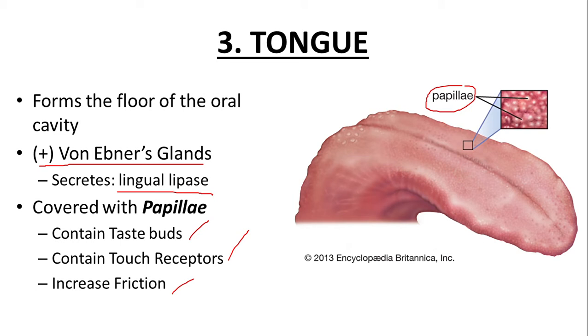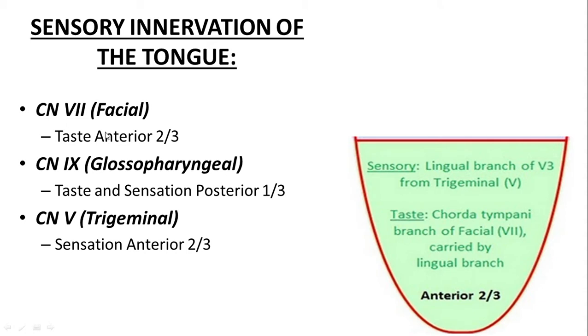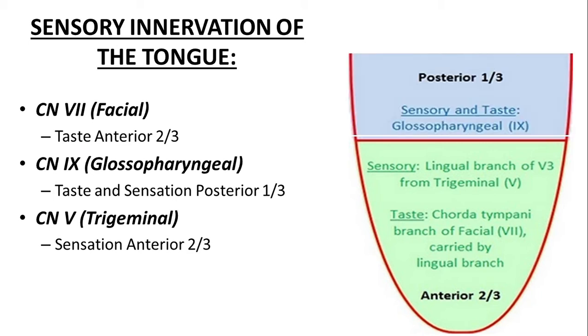So amo ni si tongue, it is skeletal muscle all over, covered with mucous membrane. For the innervation of the tongue, especially for sensory innervation, you have your cranial nerve number 7, or your facial nerve, which is responsible for the taste of the anterior 2/3 of the tongue. You have your CN9 for the taste and sensation of the posterior 1/3 of the tongue, and CN5 for the sensation of the anterior 2/3 of the tongue.